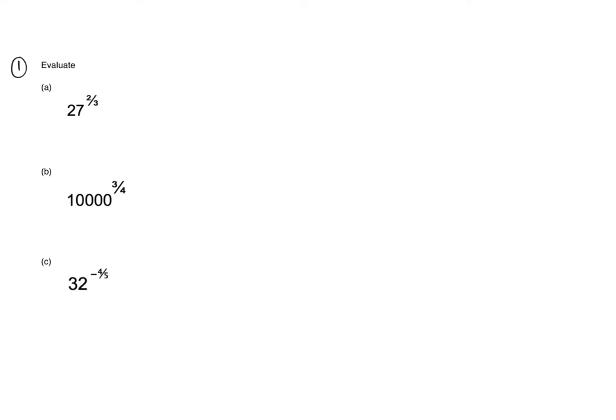So we look at the first one, we have 27 to the power of 2/3. There's two ways of working this out. You can either do the cube root of 27, and then we square it, or we will do 27 squared, and then we will cube root. That's what it means when we have a fractional power. The number at the bottom, the denominator, is the root, and the number at the top is then the power.